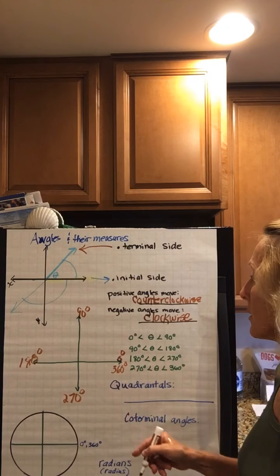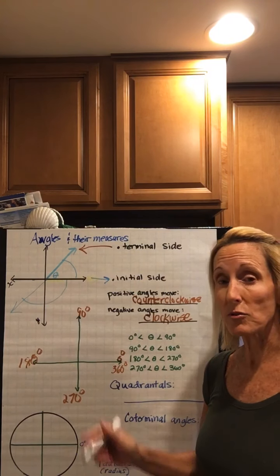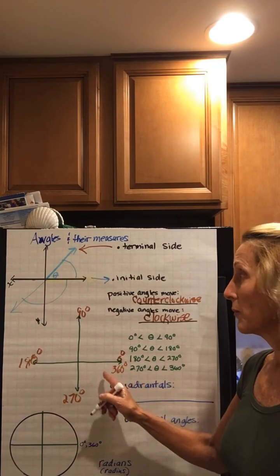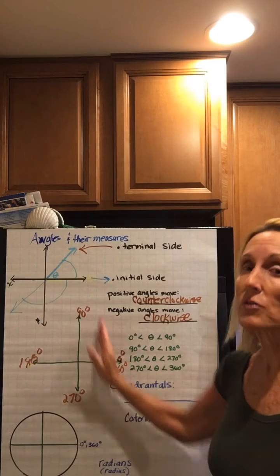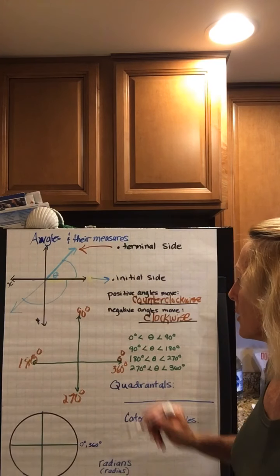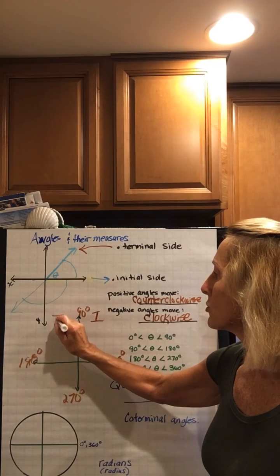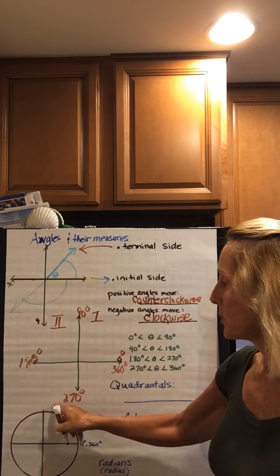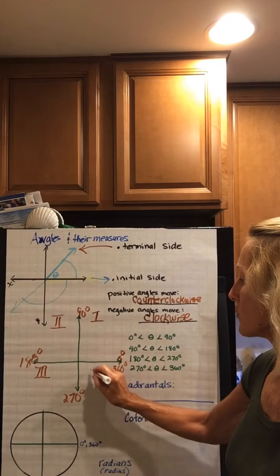So then let's build our quadrants. I think most of you know that quadrants go backwards. That's why an angle goes counterclockwise. That's why our quadrants go counterclockwise. So this would be quadrant 1. This would be quadrant 2. This would be quadrant 3. And this would be quadrant 4.